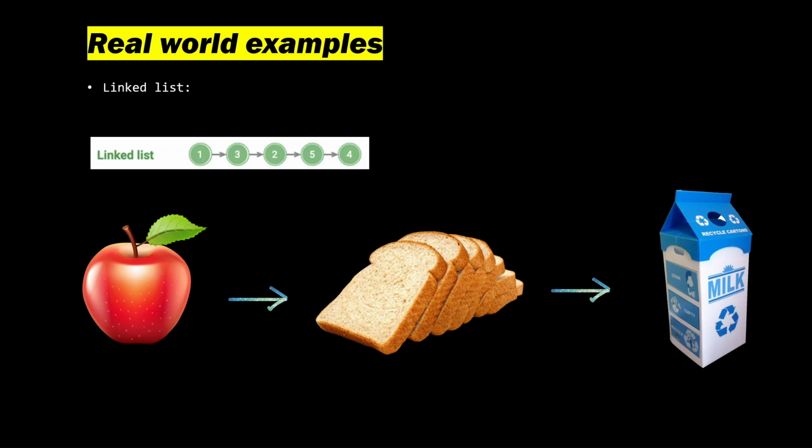For example, you have added apple, bread, milk in order. If you remove bread, the cart still has apples and then milk. So linked lists are flexible but take longer to search through.